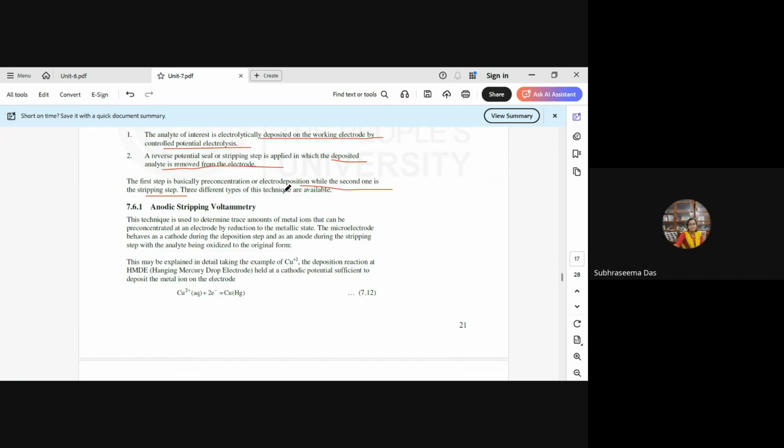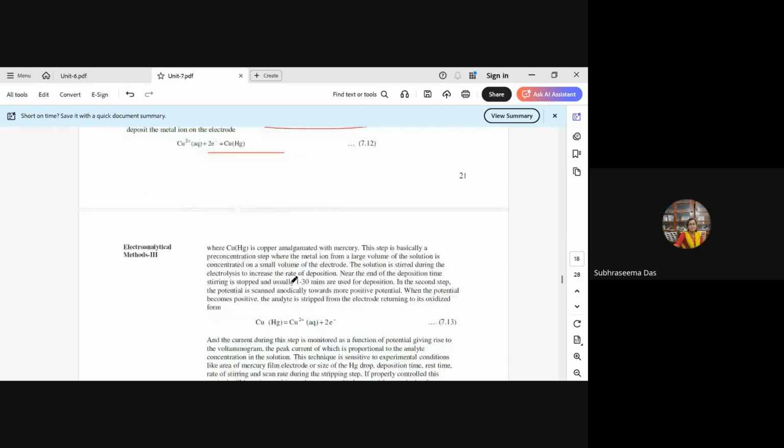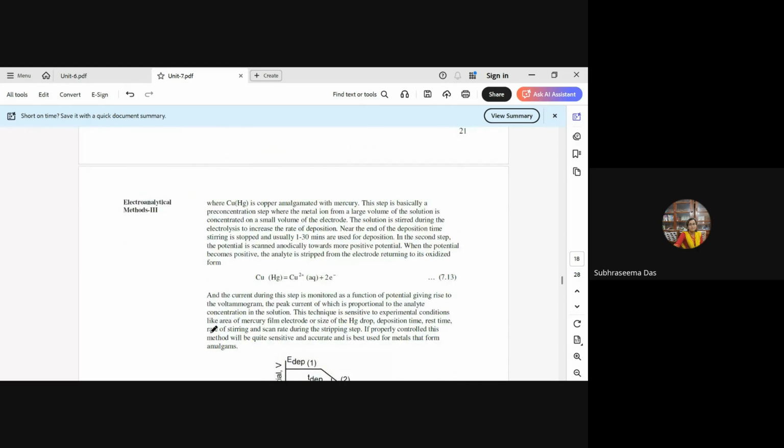The microelectrode behaves as a cathode during the deposition step, and an anode during the stripping step, while the analyte is oxidized to the original form. This may be explained in detail by taking the case of Cu2+. The deposition reaction at the HMDE is held at a cathodic potential, so that Cu2+ plus 2e- becomes Cu, where copper is amalgamated with the mercury. Since it is the HMDE, copper is obtained as Cu(Hg).